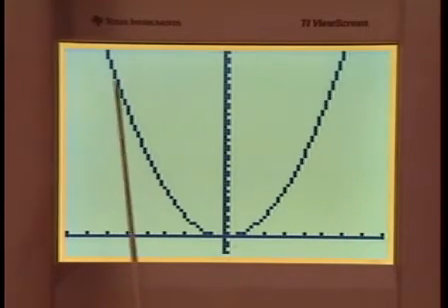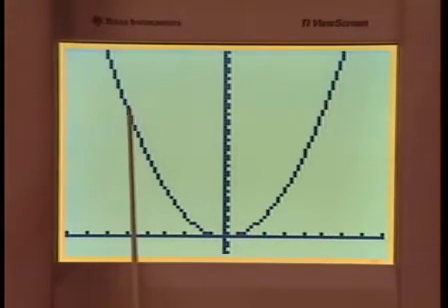Now, this is the first time we're seeing such a graph. It definitely looks different from a line. It is curved. It looks like it has an axis of symmetry. It looks like the right side and the left side are symmetric, but let's think why.